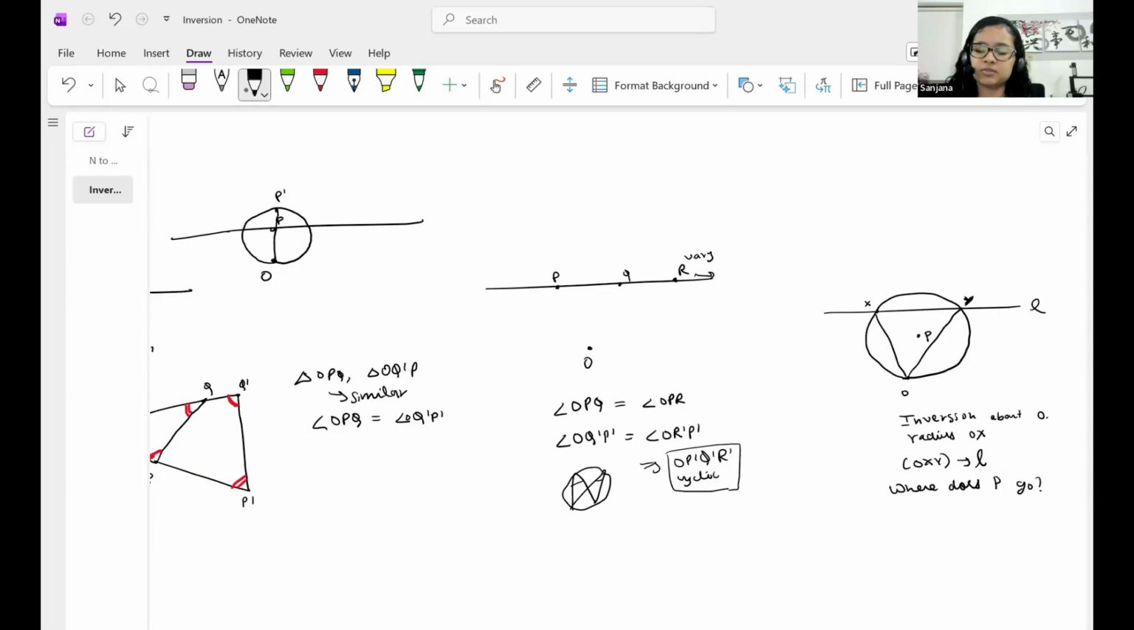So far, I just covered the definition of inversion, and we showed that a line passing through the center of inversion goes to itself, and that a line not passing through the center goes to a circle passing through the center. And that means that a circle passing through the center goes to a line not passing through the center. And now we're trying to figure out what happens to the center of a circle which passes through the center of inversion.